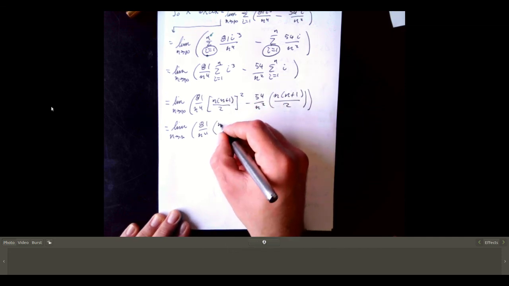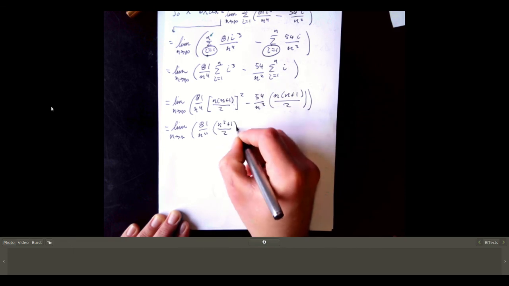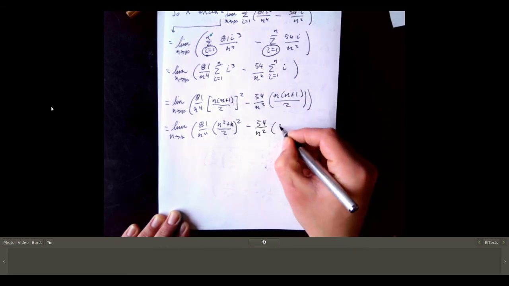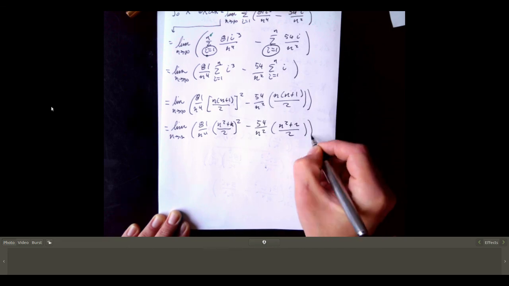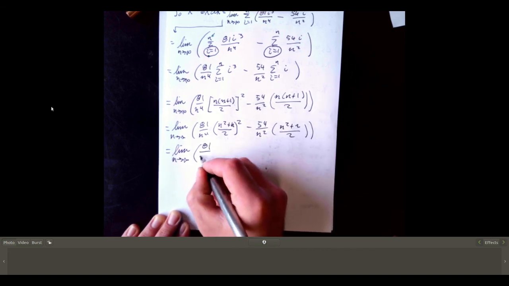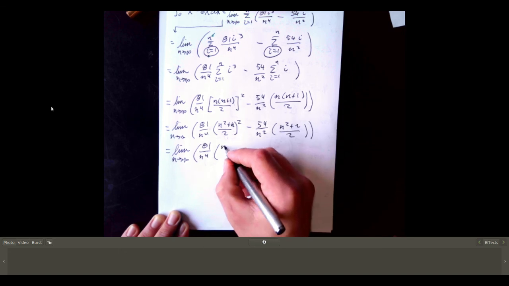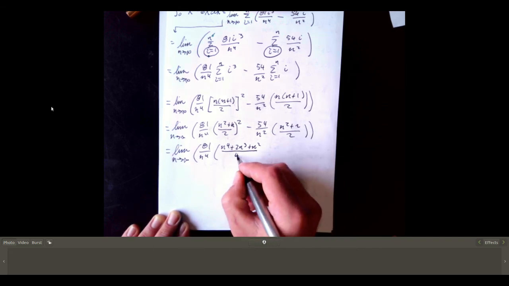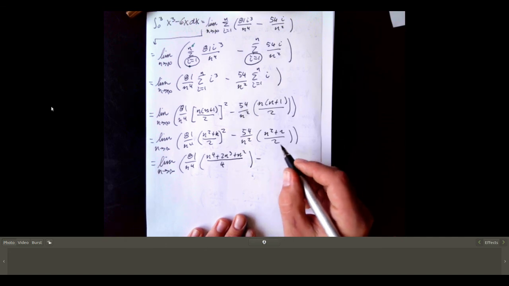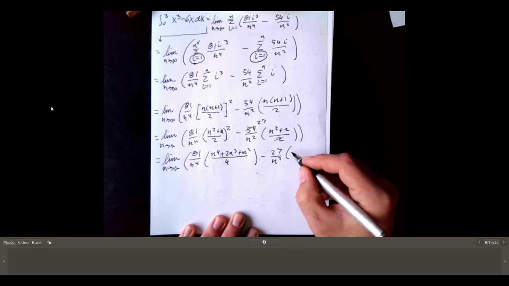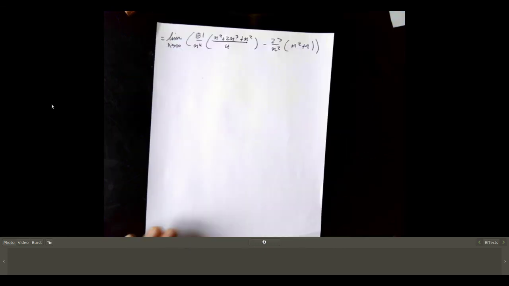So we'll write that. We'll say n squared plus 1 all over 2 plus n squared minus 54 over n squared times n squared plus n all over 2 equals the limit as n goes off to infinity of 81 over n to the fourth times n to the fourth plus 2n cubed plus n squared, all divided by 4, minus, we'll say 2 goes into 54 27 times, and we'll call that 27 over n squared times n squared plus n. Sorry, I was running out of space.